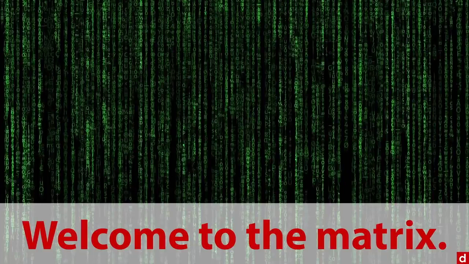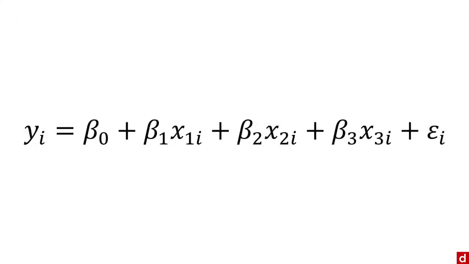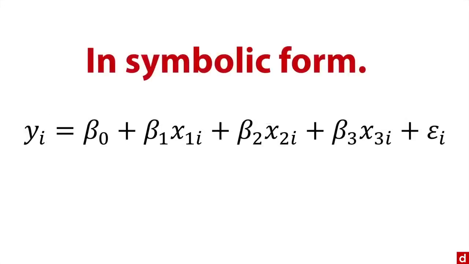Now, let's go back to an example I gave in the last video about salary, where salary is equal to a constant plus years plus bargaining plus hours plus error. That's a way to write it out in words. And if you want to put it in symbolic form, it's going to look like this.